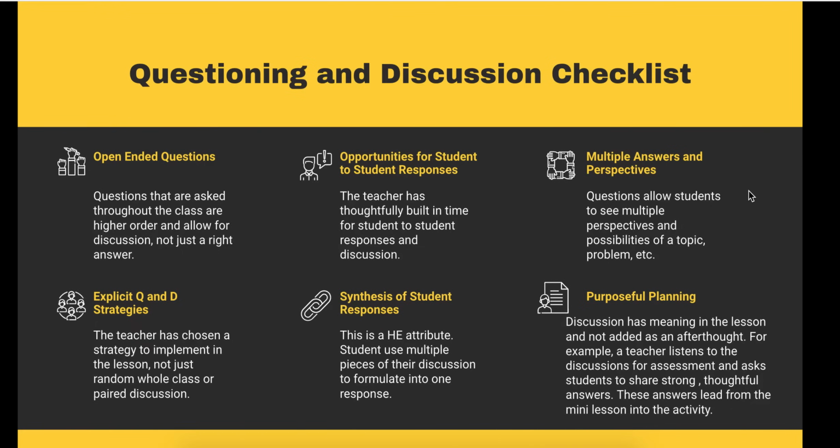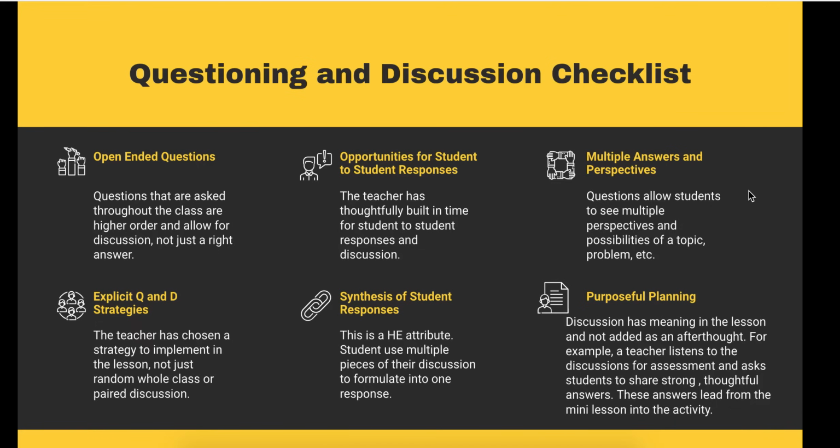So these are 6 things that admin pretty much is looking for when they're coming in to evaluate questioning and discussion. The first thing is open-ended questions. They're looking for questions that are asked throughout the class that are higher order. They're not just a right answer question. They're definitely engaging students to think, to have different responses, to look at things from multiple perspectives.